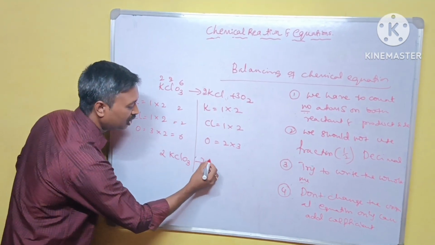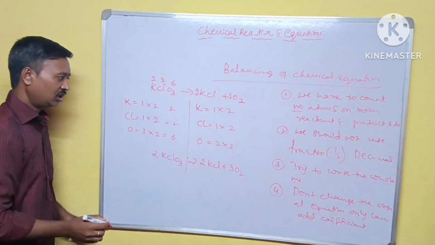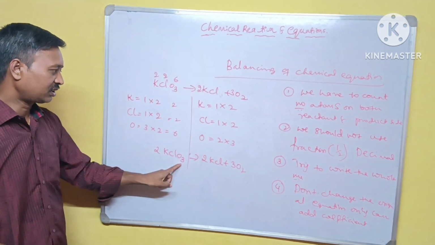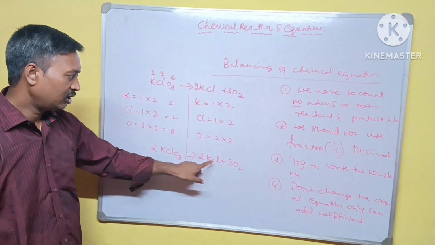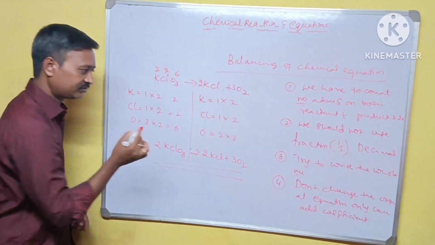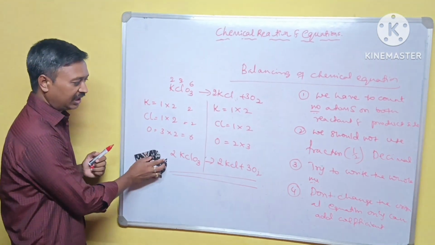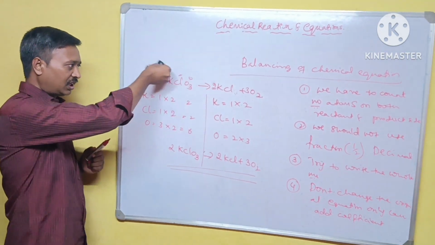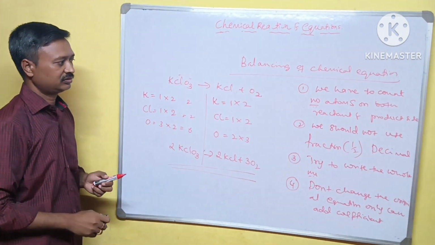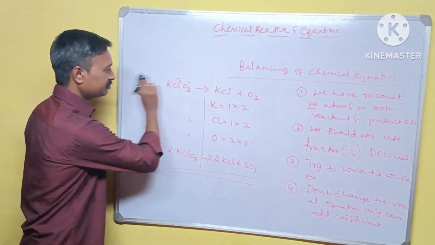KClO3 gives 2 KCl plus 3 O2. Look at it now. 2K, 2Cl, 6 oxygen. It was balanced. Is it clear? This is the balanced equation. This is the unbalanced equation. Next example.